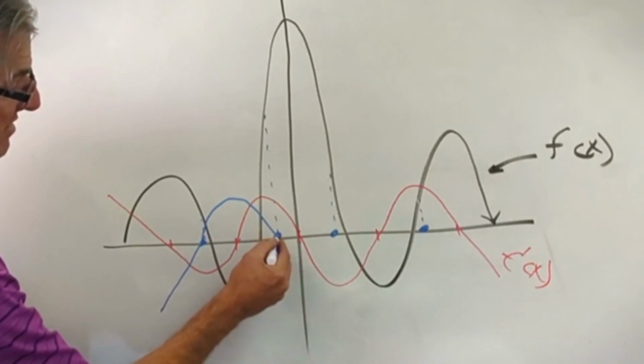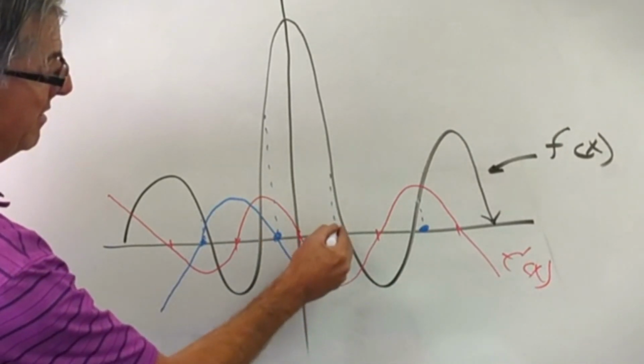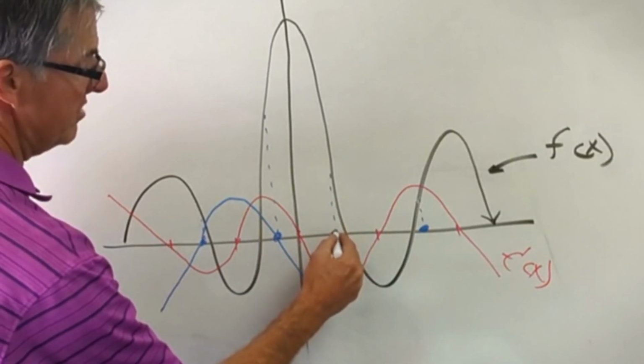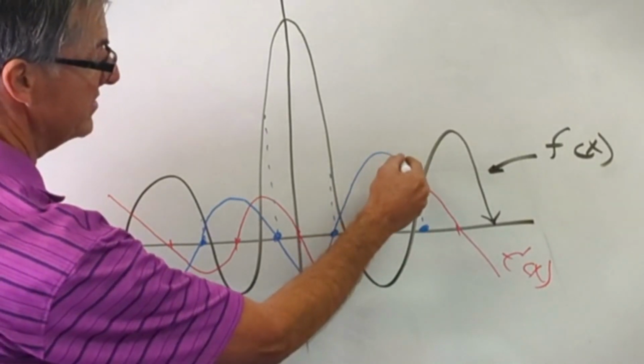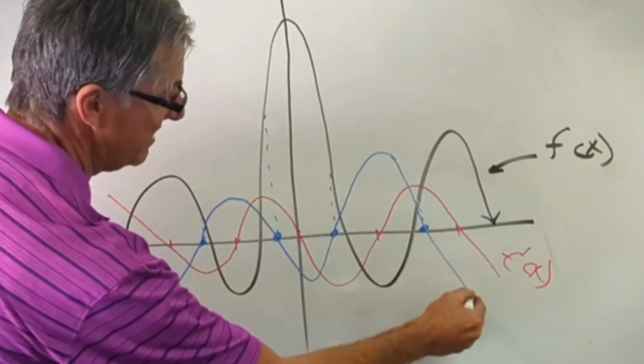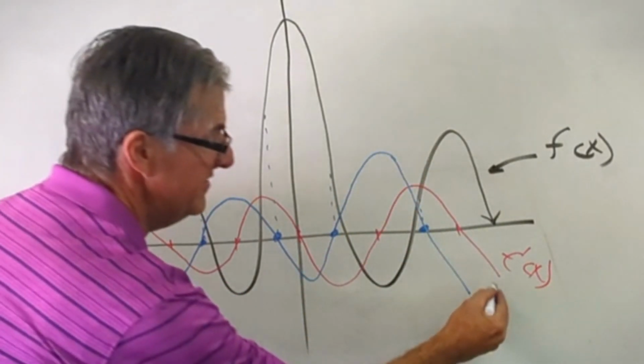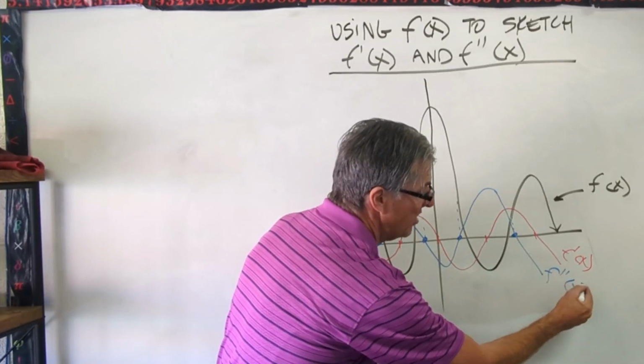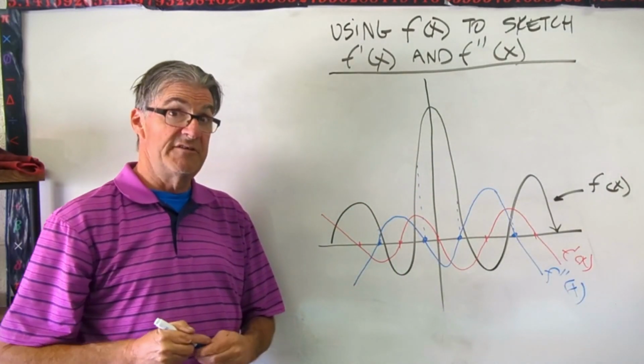Now the second derivative is negative. Third inflection point, second derivative goes to positive. And the fourth inflection point, the second derivative goes back negative. So this is f double prime of x, or the second derivative.